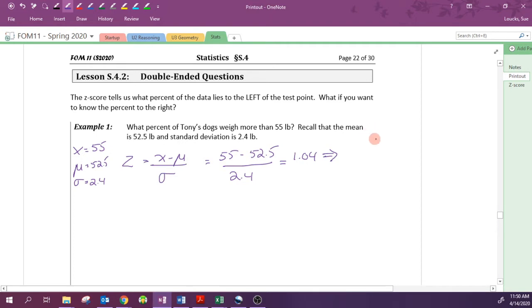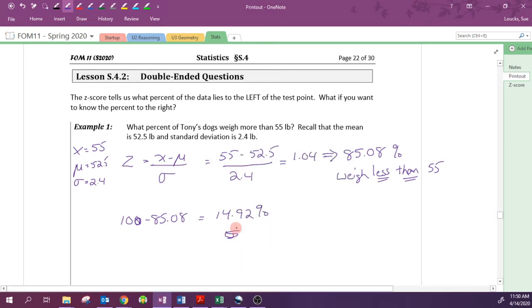I look that Z-score up in the table and I get an answer of 85.08%. But that is how much is to the left of my 55 points, the amount less than that. So to get how much is more than that, I do 100 minus 85.08, which gets me 14.92%. And that's how much is more than 55 pounds.